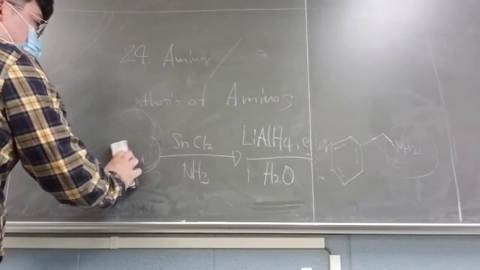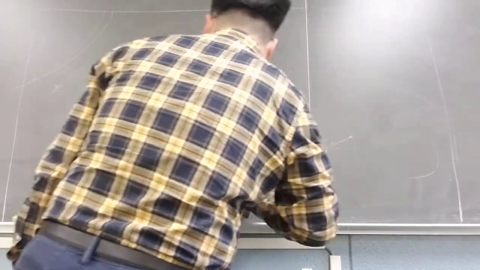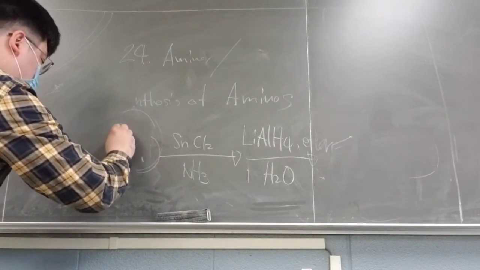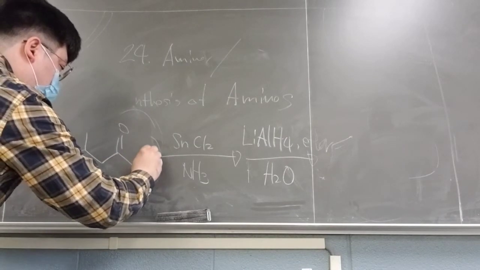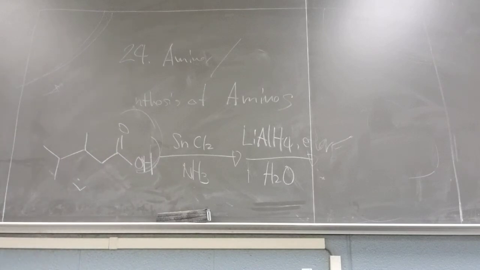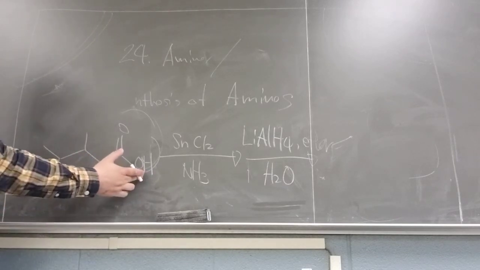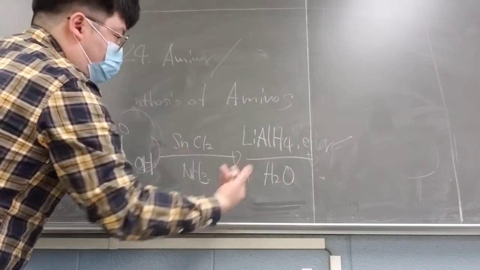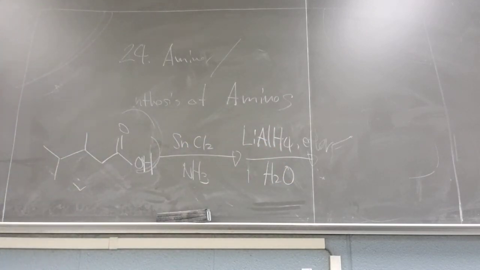Try this one, then we'll move on. Just one more. So we'll do the same. Try to make a better leaving group and switch it to the amino group, and then you can try to eliminate the carbonyl part of the compound. That's pretty much it.